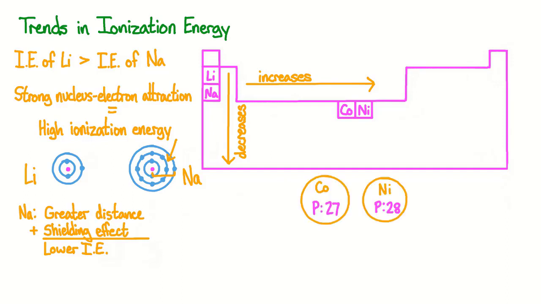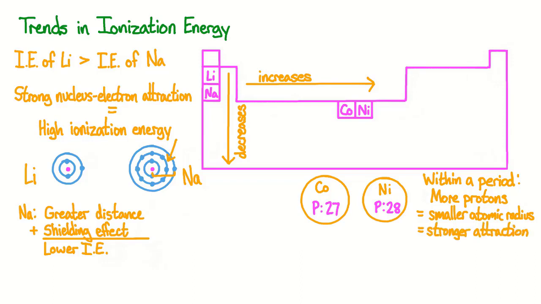The most significant difference between cobalt and nickel when it comes to their ionization energies is that nickel has an extra proton in its nucleus. Within a period on the periodic table, more protons means a smaller atomic radius, as the extra protons pull the outer electrons closer to the nucleus. Similar to the first effect we looked at between lithium and sodium, a smaller atomic radius means a stronger attraction between the nucleus and any valence electron, as there's less distance separating the two particles.